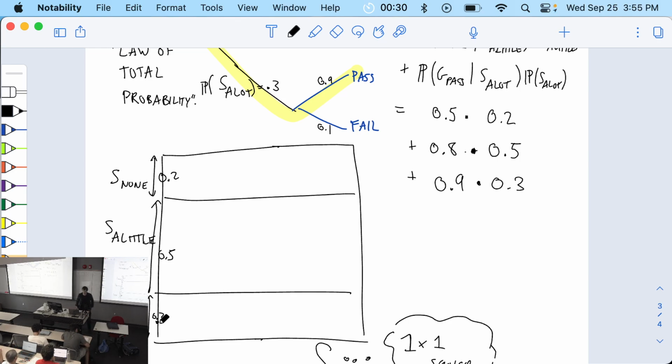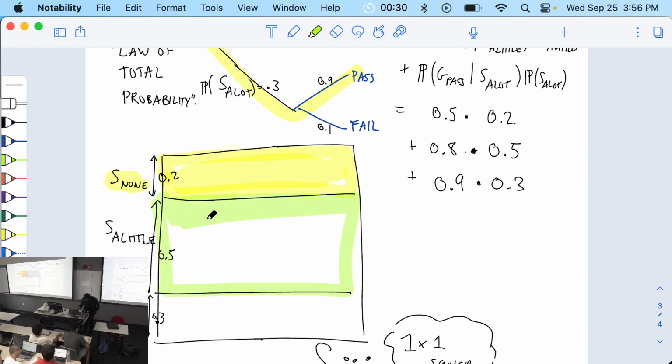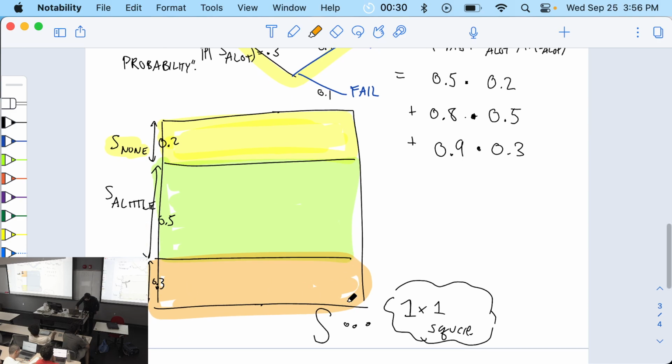I try my best. And the events are like the entire rectangle over here. So S none is this rectangle. All of this is S none. This is S a little, this bigger rectangle. And on the bottom is S a lot, that medium-sized rectangle on the bottom. And if you have things set up right, if it's a 1-by-1 square, and the height of these things is 0.2, 0.5, and 0.3, then the area of the rectangles is 0.2, 0.3, and 0.5. So I'm thinking of area in my little thinking bubble.